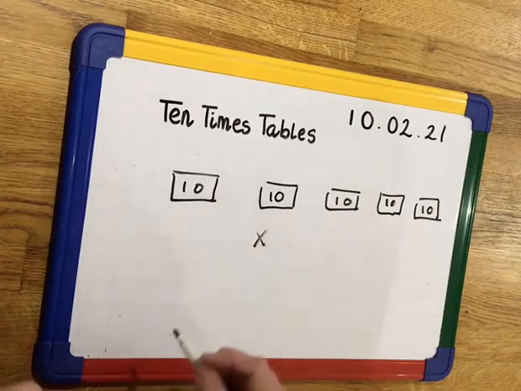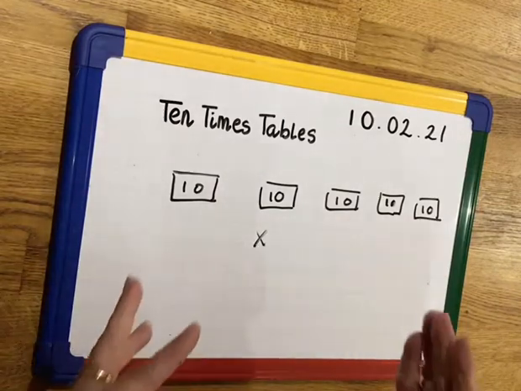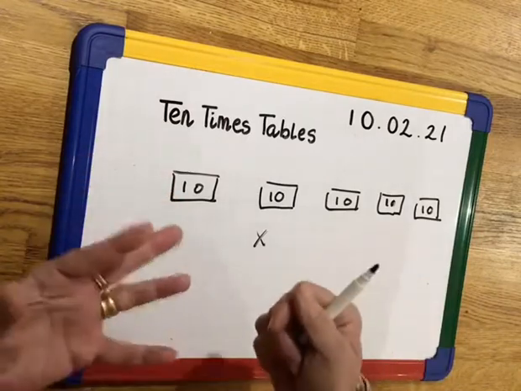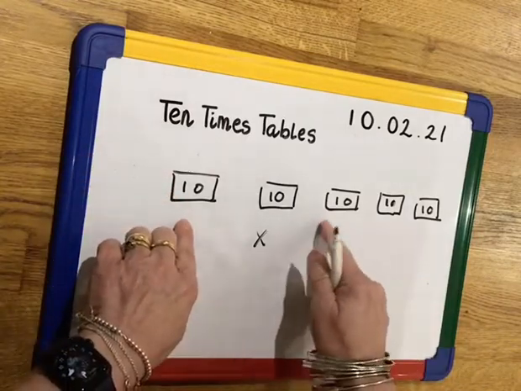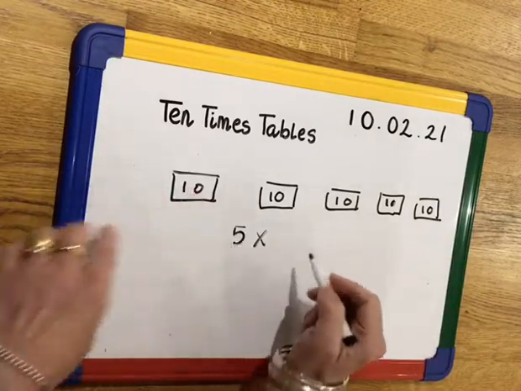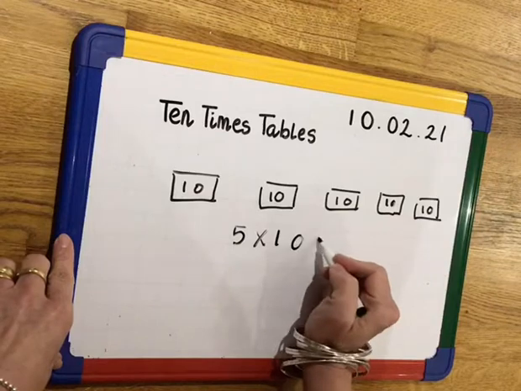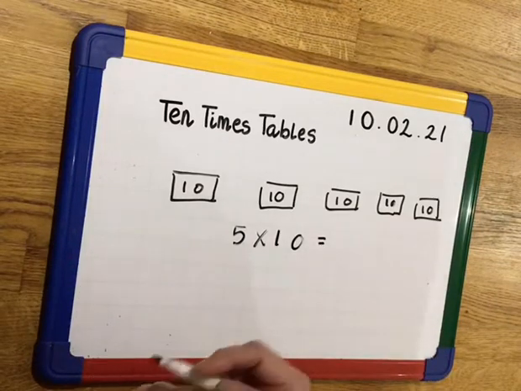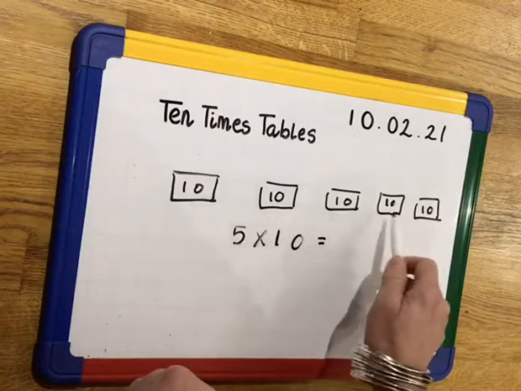I have got some boxes of 10. So I've got some lots of 10. Wonder how many lots, how many boxes I've got. So I've got 1, 2, 3, 4, 5. Got 5 boxes, 5 lots, and there's 10 in each box. So the multiplication I would write is 5 times 10. 5 lots of 10, 10, 20, 30, 40, 50.